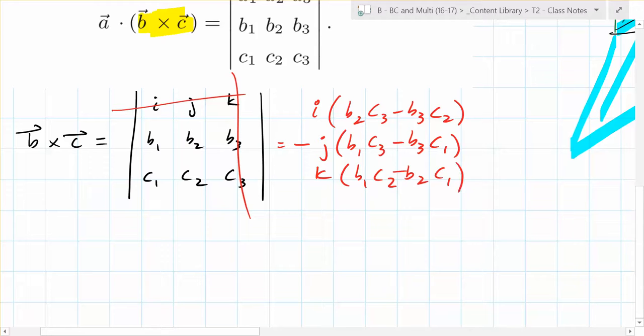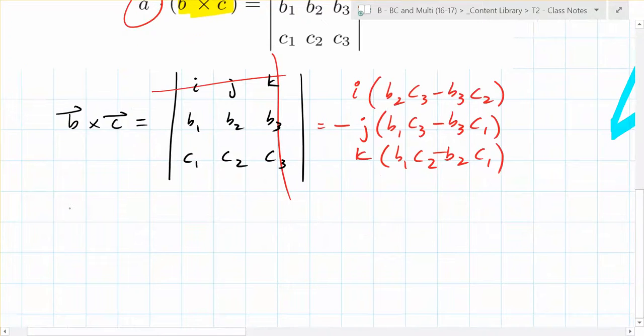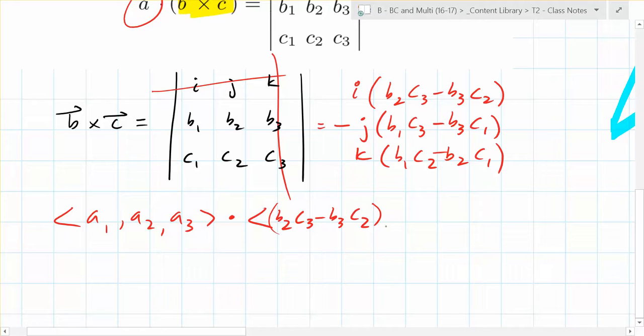Okay, so you look at that and you're like, okay, what is that? Well, that right there is a vector that you then need to dot product by A, right? What is the vector A? The vector A is A1, comma, A2, comma, A3, and you're dotting it by this vector. What is this new vector? Well, B2, C3 minus B3, C2, right? Comma what? Negative B1, C3 minus B3.